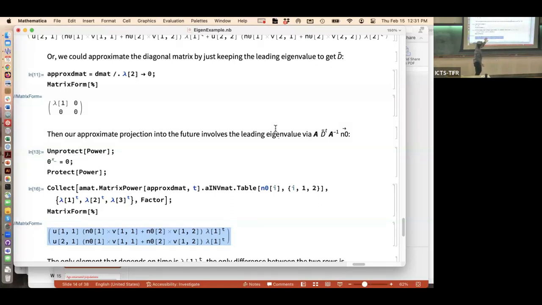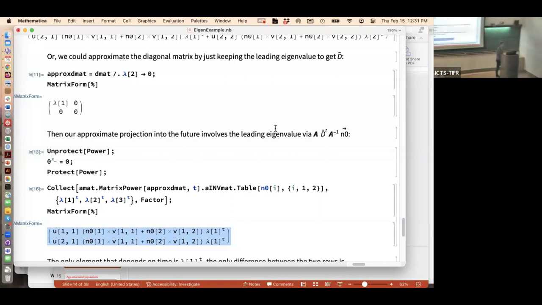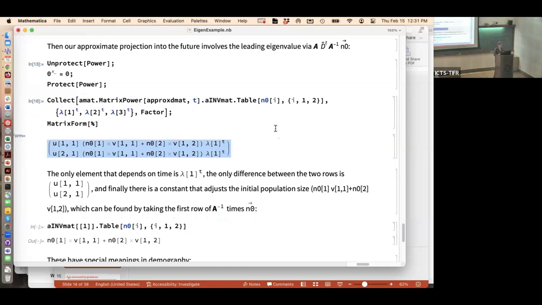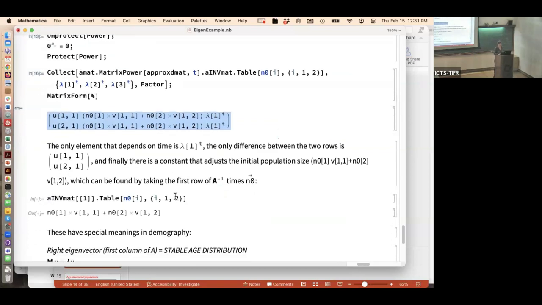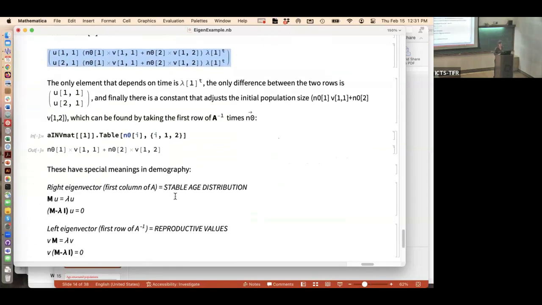And so this adjustment takes your initial population size and adjusts by just how much growth you expect from each age class. And technically it's a left eigenvector, but in demography, those are called reproductive values.